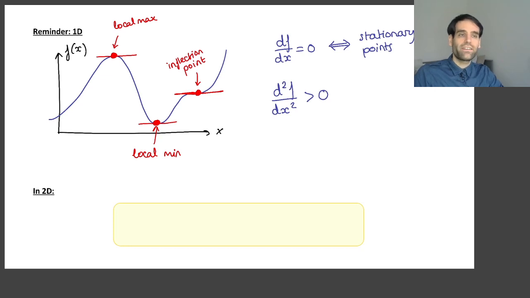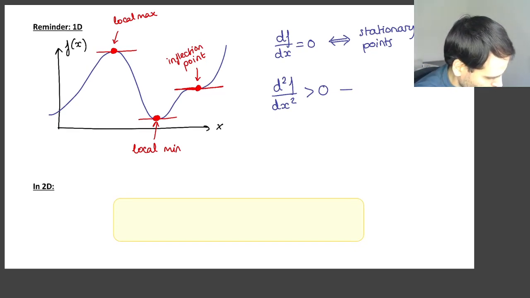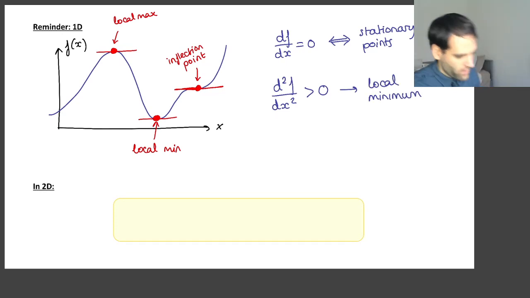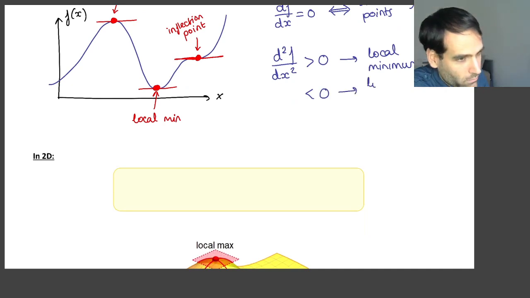So if the slope is increasing, it means that this is a minimum, because the slope was negative, it becomes 0, and then it becomes positive, okay? So then this means that this is a local minimum. Now if this second order derivative was negative, this was a local maximum.